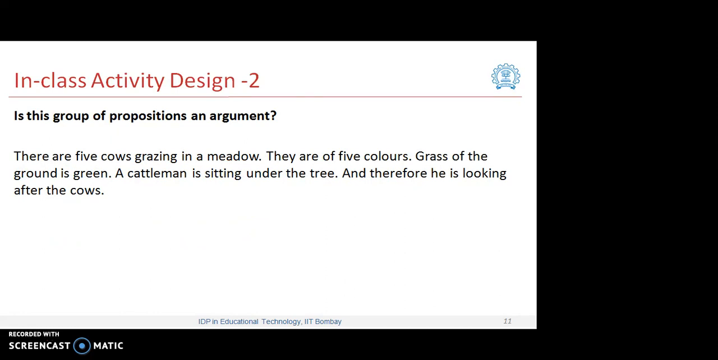Now we can raise a question: is this group of propositions an argument? This is required to understand what is unique about a group of propositions which is named an argument, and the other groups of propositions. So you try to find out whether it is an argument or not by yourself. We'll pause here for a minute and then see whether you decide it is an argument or not.